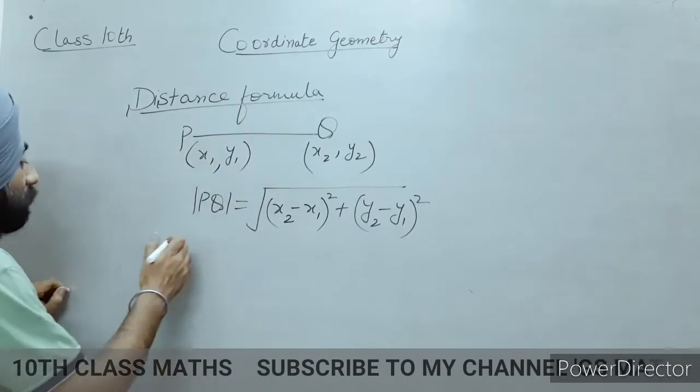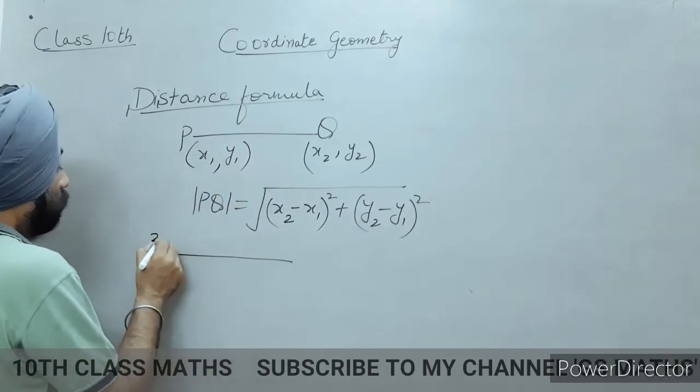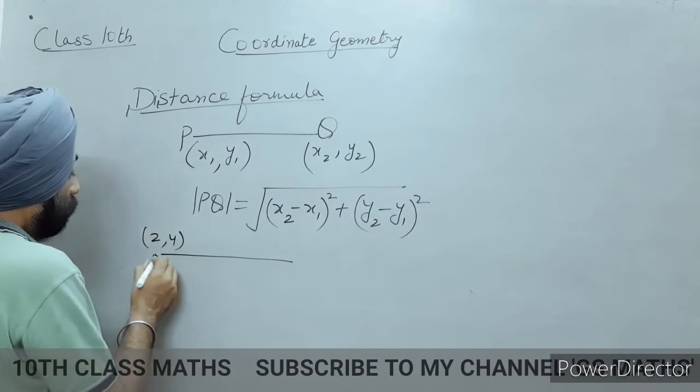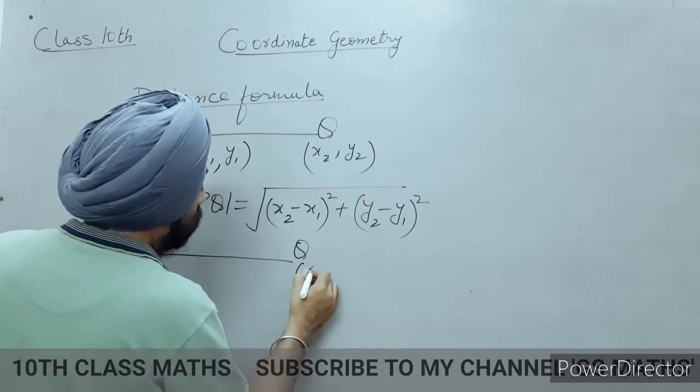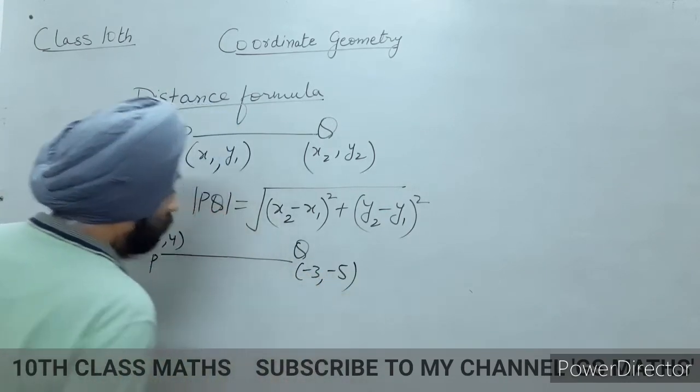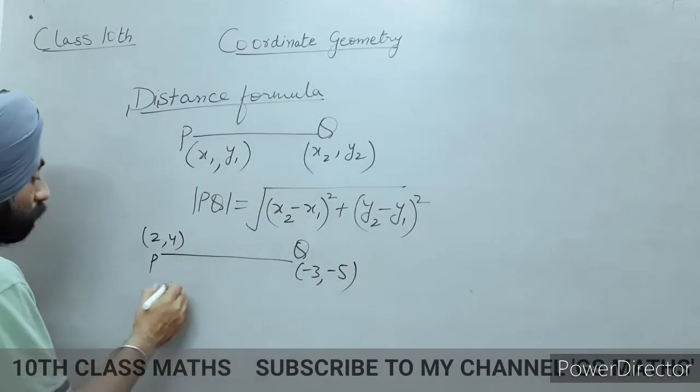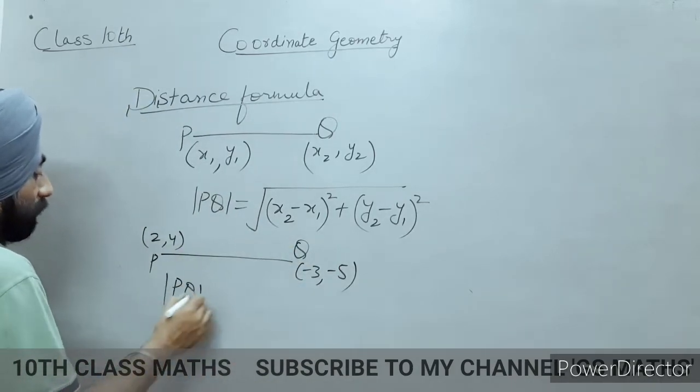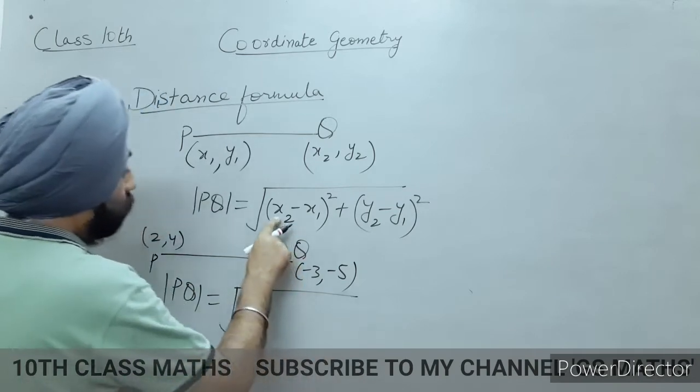Now I will explain it with an example. Say I have two points, (2, 4), this is your point P, and Q is (minus 3, minus 5). I need the distance between these two points. I will apply the above formula, this formula.